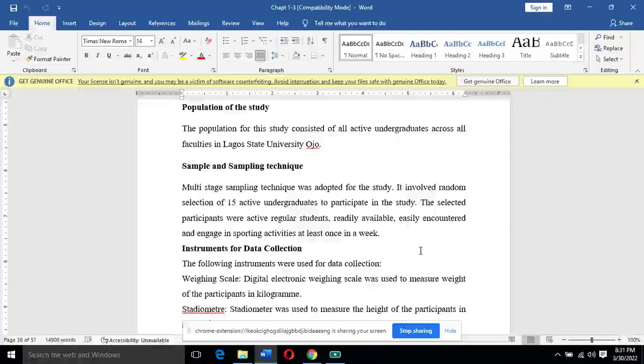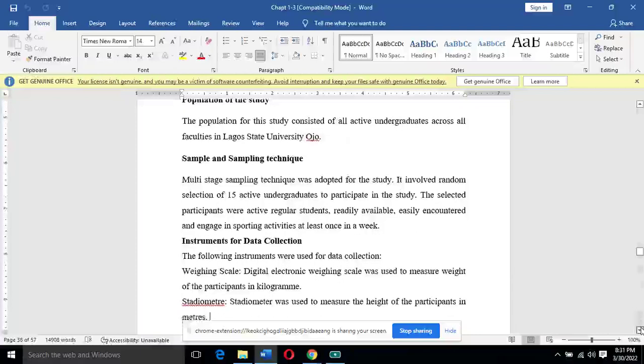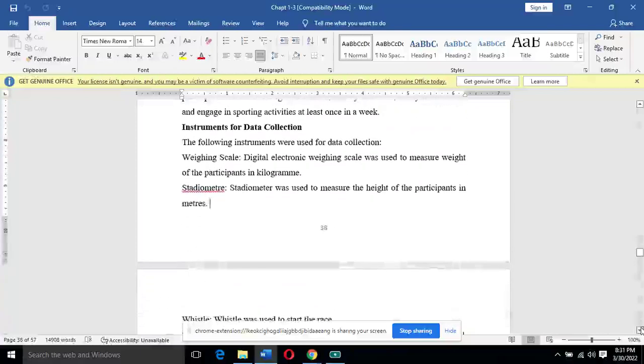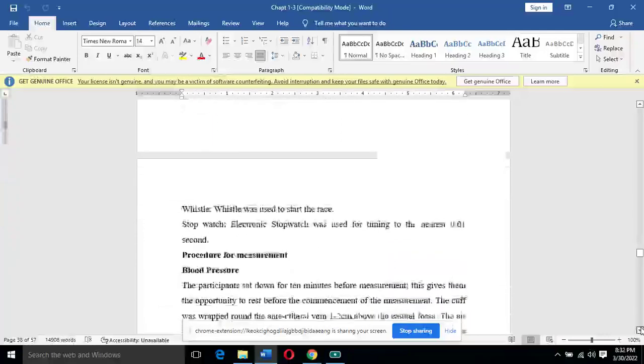So in projects that have to do with arts and humanities, those in arts normally use types of data instead of instruments for data collection. But for this one, because this is an experimental design, I have to state all the instruments I used: the weighing scale, the stadiometer, the whistle, and the light.